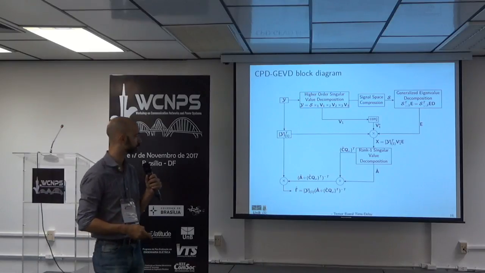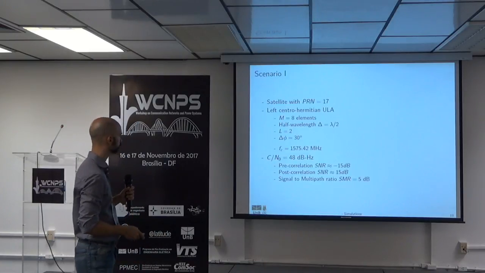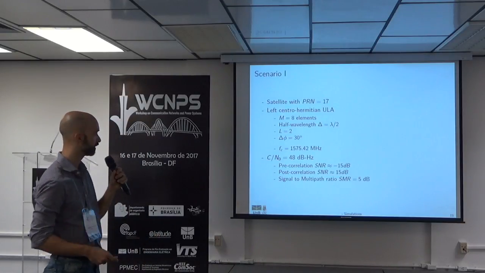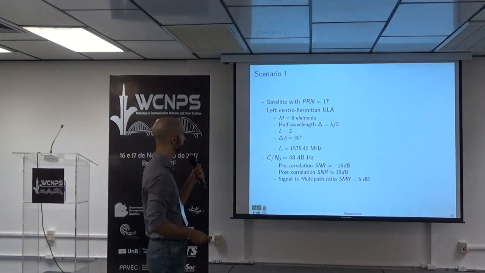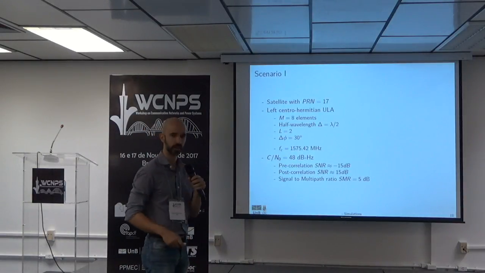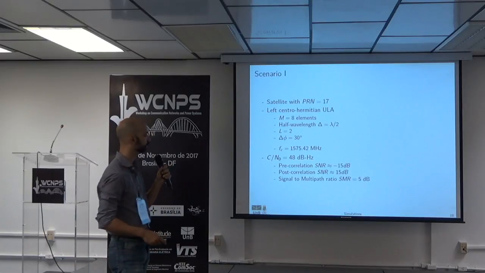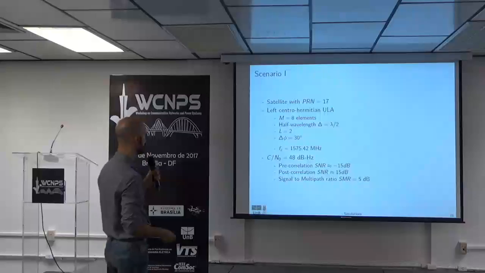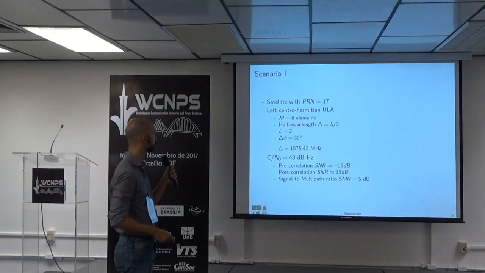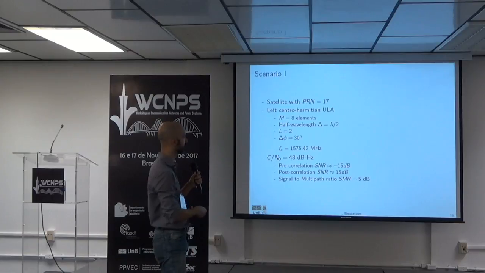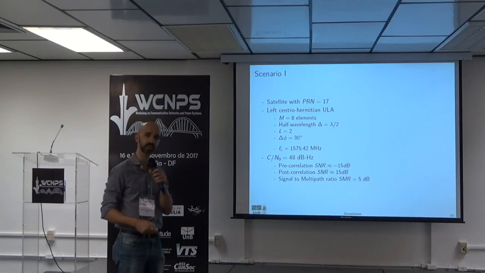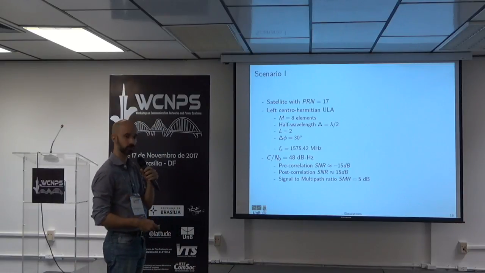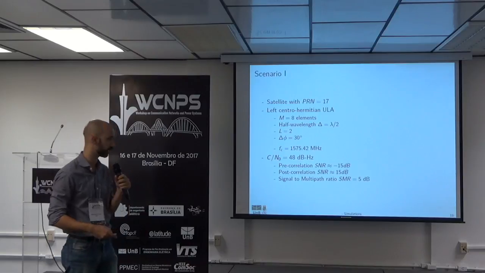The scenario we're simulating will use satellite number 17. PRN is pseudo random noise, which refers to the code coming from the 17th satellite. We're using a Vandermonde, left centro-Hermitian uniform linear array. This case has 8 elements and it's calibrated, that is, we're using half wavelength spacing. We're using two signals coming from the satellite. That means there's one line of sight signal and one non-line of sight signal. And there's a separation of 30 degrees between the line of sight and the non-line of sight signal.